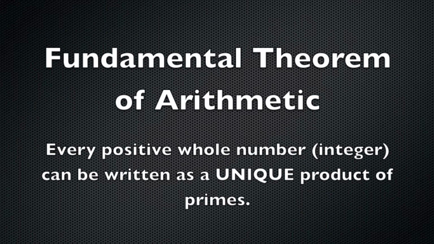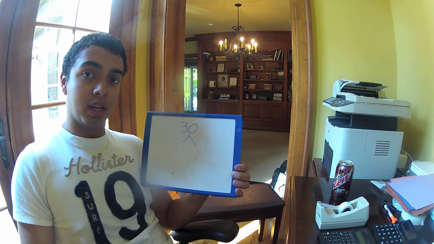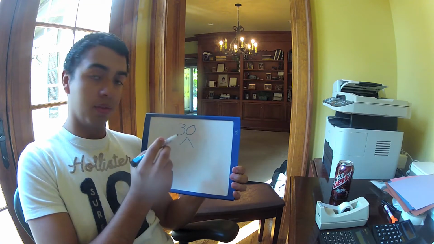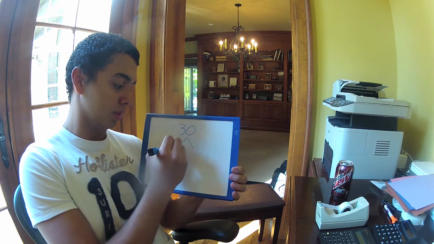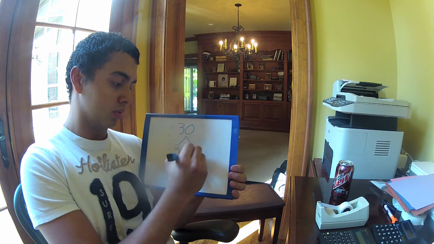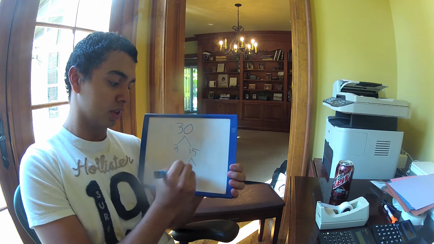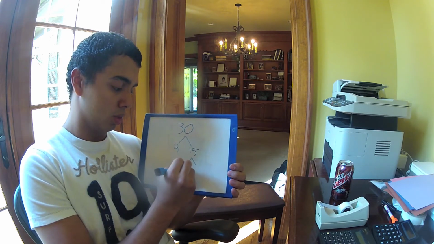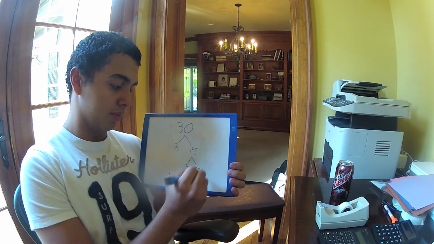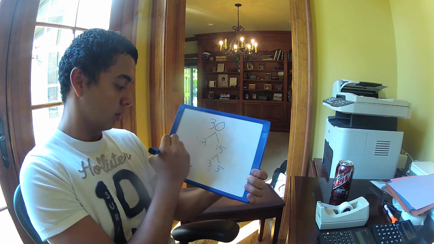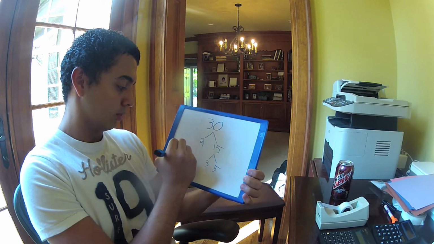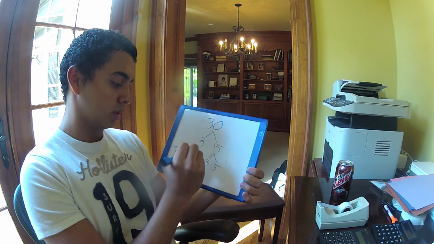It's called the fundamental theorem of arithmetic, and this says that any positive integer can be expressed as a unique product of primes. One example of how this applies to numbers would be the factorization of 30, which would be 2 times 15, which also gets further factored into 3 and 5. So when we're writing this out, 30 is expressed as 2 times 3 times 5.